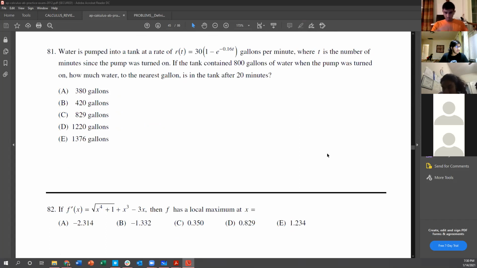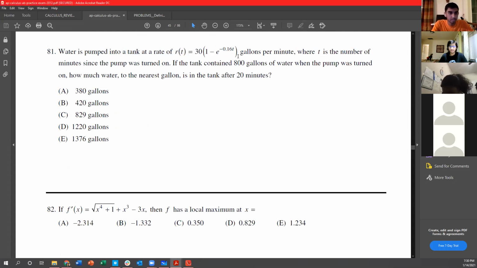Do you want me to skip a little bit further down, or do you want to keep doing them in order? Can we just do that one rate of change problem and then this one? Maybe. Yeah. Okay, sure.